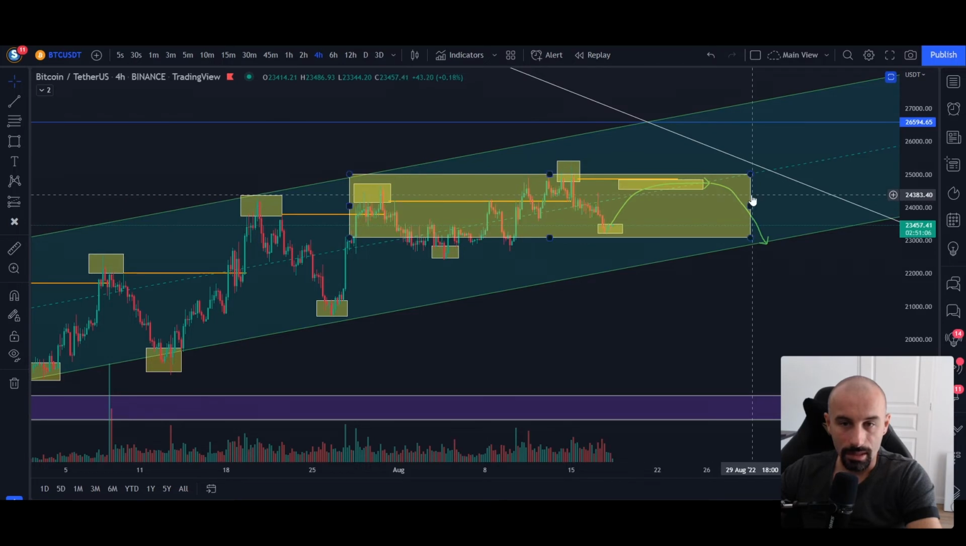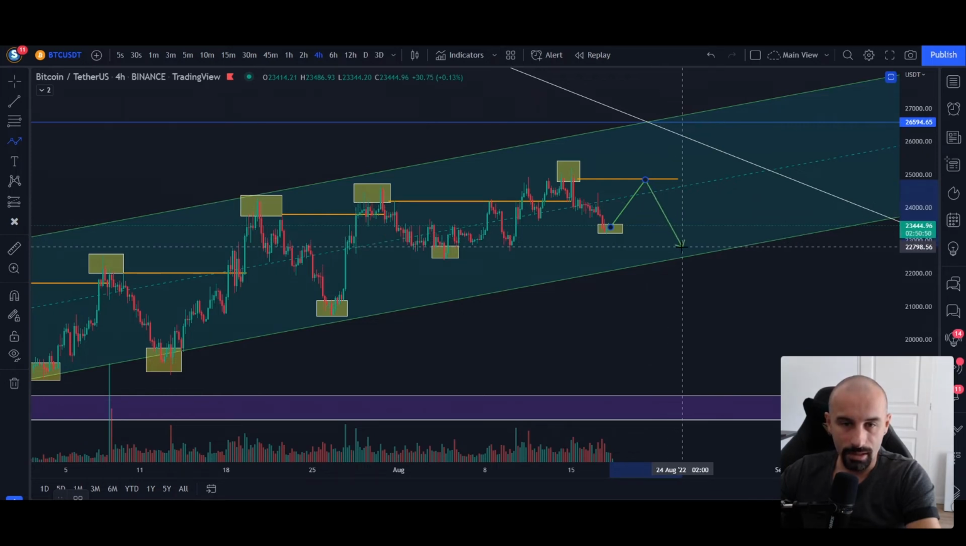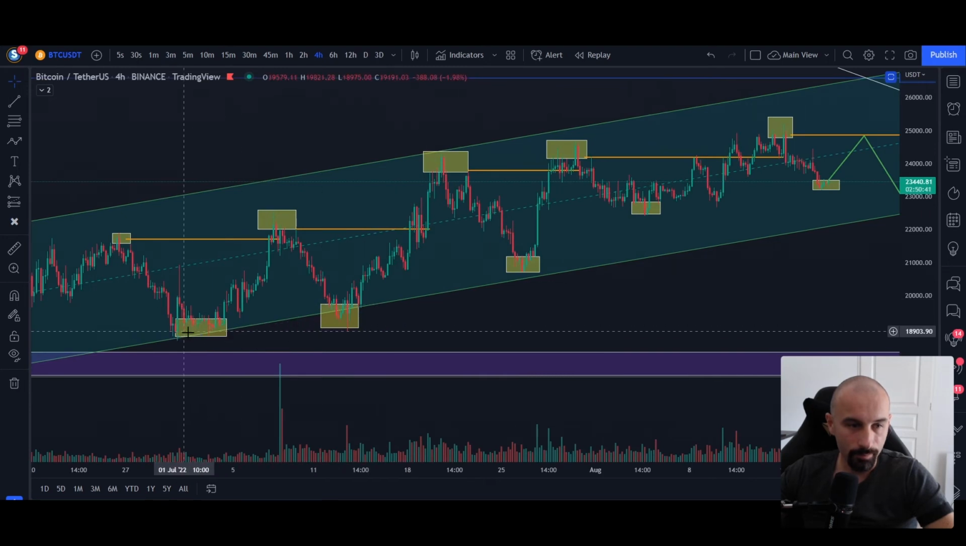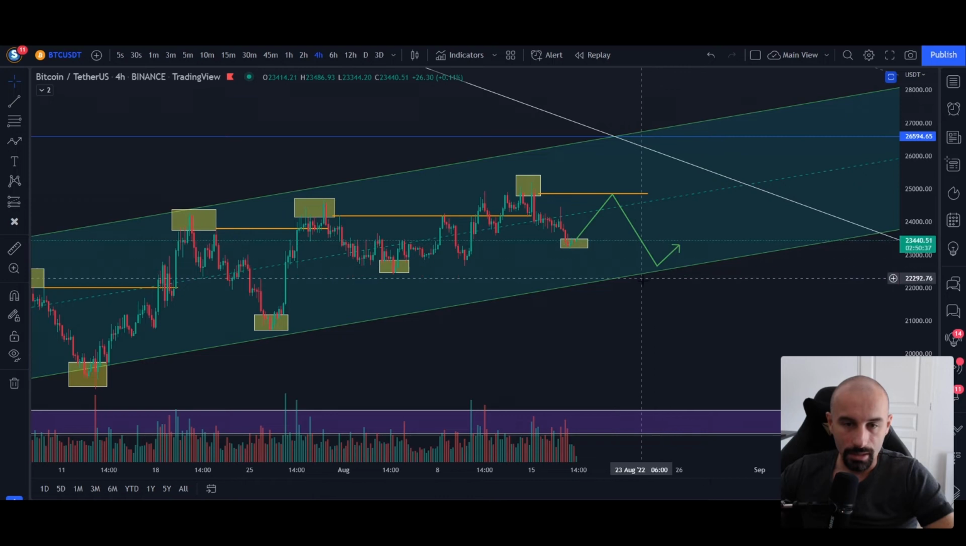Now, let's take this into consideration so we know what can happen. And then I will just draw it like this. So let's say we do reject on this resistance and we head lower. Now we will have an interaction with this part of the channel that is still holding. So we see the price is interacting with it. It's still holding, and right here we need to reevaluate.